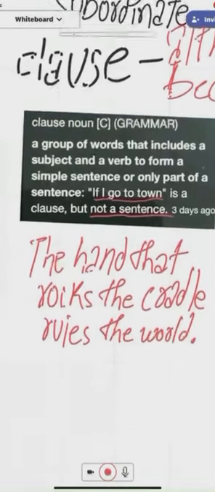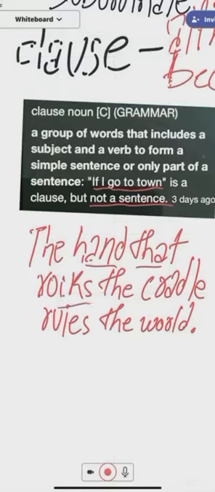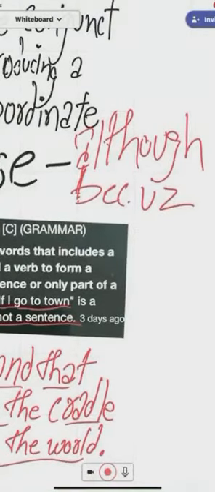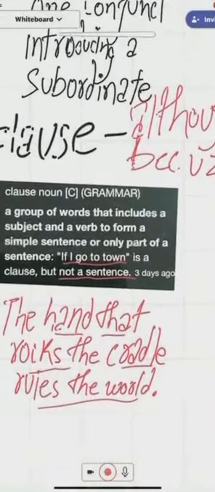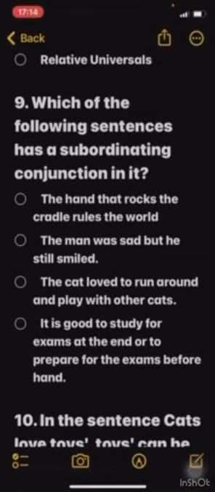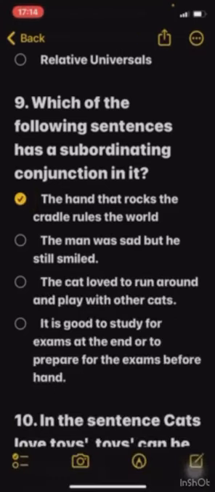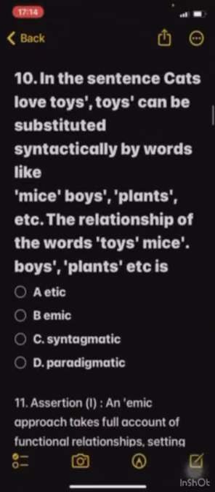The hand that rocks the cradle rules the world. So, although, because, these can act as subordinating conjunctions. The hand that rocks the cradle rules the world. The man was sad, but he still smiled. The cat loved to run around and play with other cats. It is good to study for exams at the end or to prepare for the exams beforehand. The man that rocks the cradle rules the world.